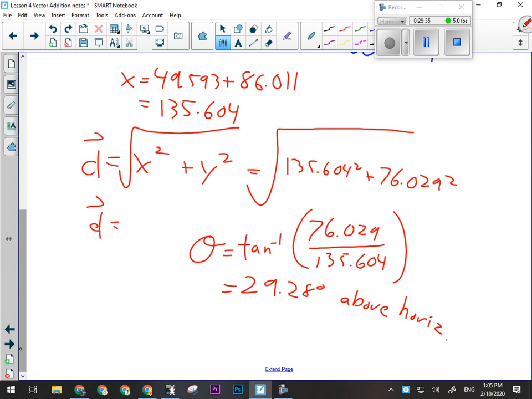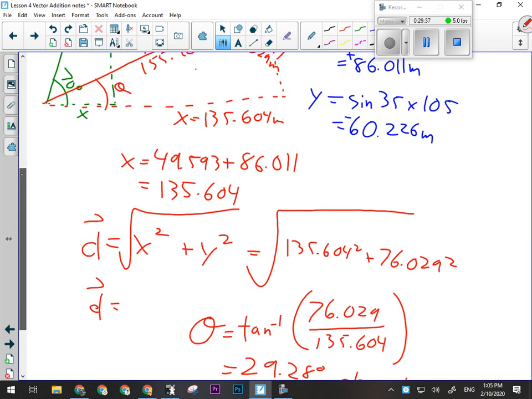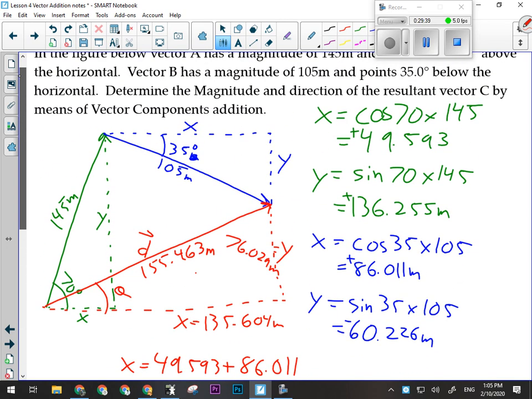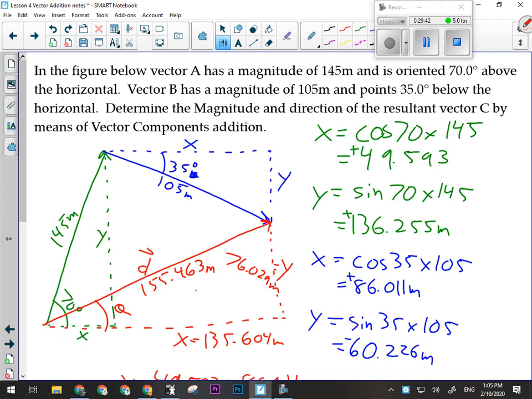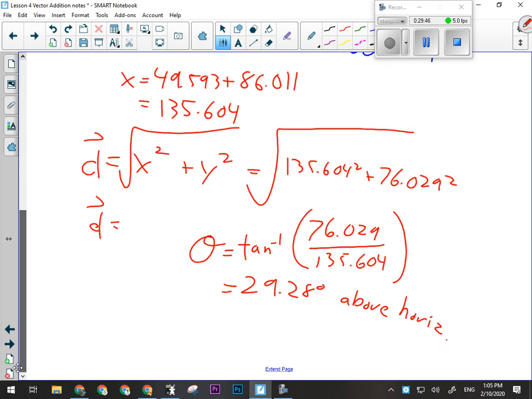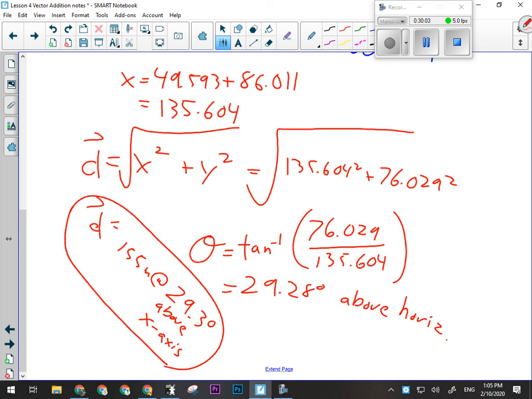So now I just need to lastly check what my significant digits are. Everything in this question has 3 significant digits, so my final answer should have 3. I'm looking at my final displacement being 155 meters at 29.3 degrees above the x-axis or above the horizontal, either one would be fine.